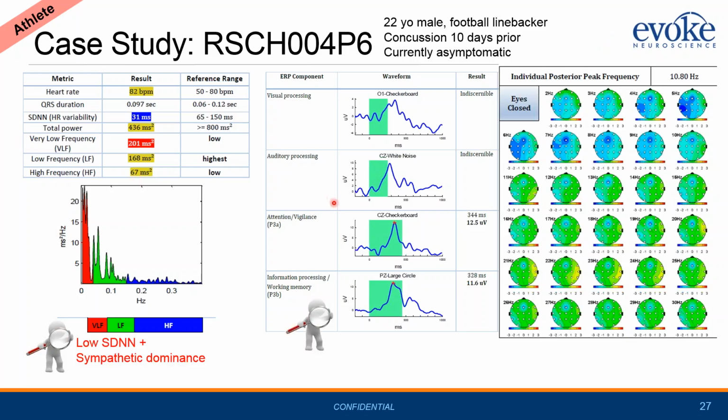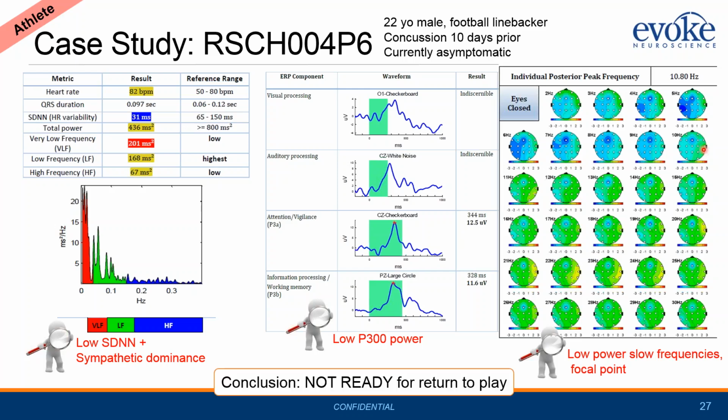I'm also going to look at our ERPs. It looks like he's pretty good on ERP speed, but his power is a little bit reduced. 12 and 11 is kind of on the low side. Really, we'd like to see high teens or low 20s or even above. So I'm a little bit concerned with the low power for his P300. And when I look at his head maps, I'm seeing low power, slow frequencies with a focal point. That's one of our biomarkers too. So overall, my conclusion would be, nope, this patient is not ready to return to play. They might be asymptomatic, but their brain is still injured and still needs to recover.